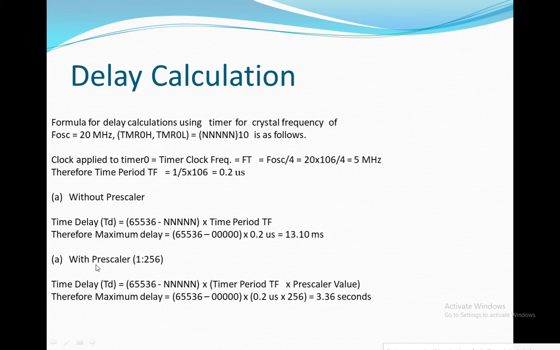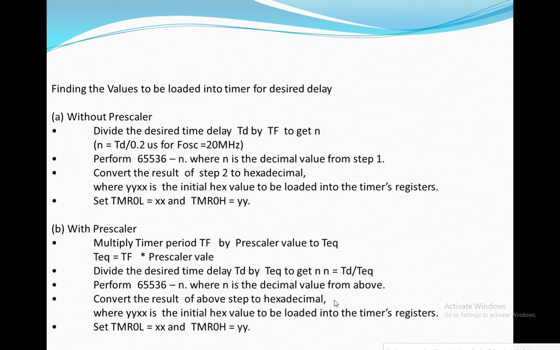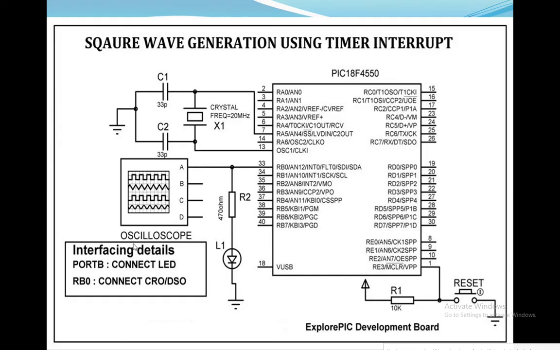And with pre-scaling, the maximum delay we can generate is around 3.36 seconds. So this is the maximum delay we can generate with the pre-scaling option, by selecting the pre-scaling option. These calculations we have already done. You can do the calculation without pre-scaling and with the pre-scaling option. So we will go for the next option.